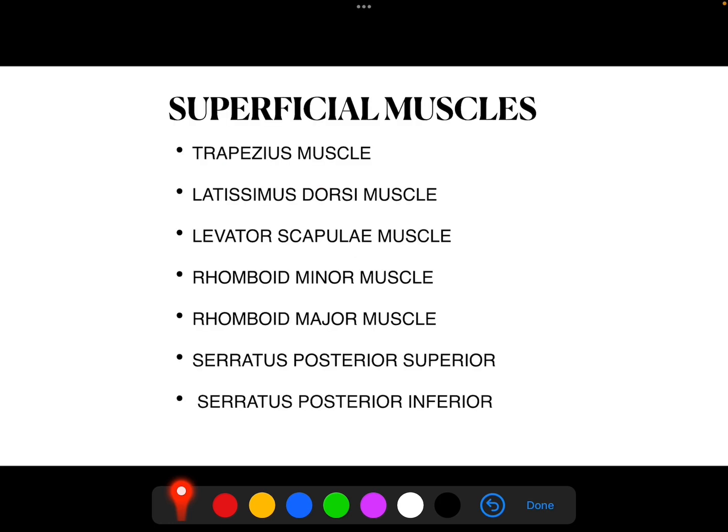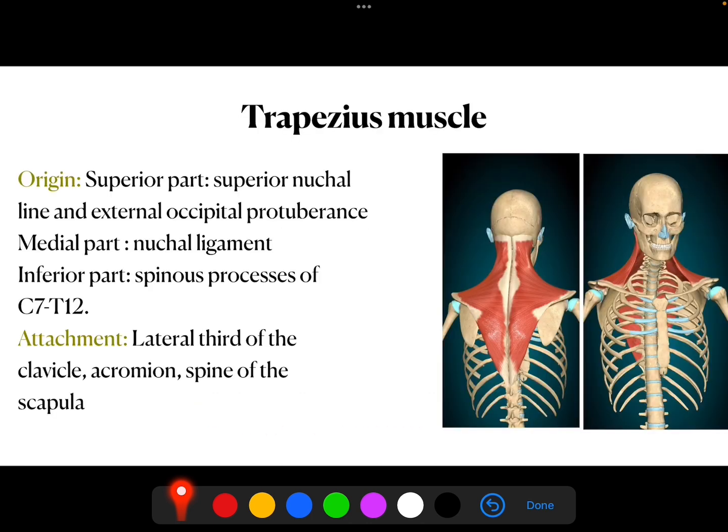The superficial muscles of the back are as follows: trapezius muscle, latissimus dorsi muscle, levator scapulae muscle, rhomboid minor muscle, rhomboid major muscle, serratus posterior superior muscle, and serratus posterior inferior muscle. Let's begin with the first muscle for this layer, trapezius muscle.